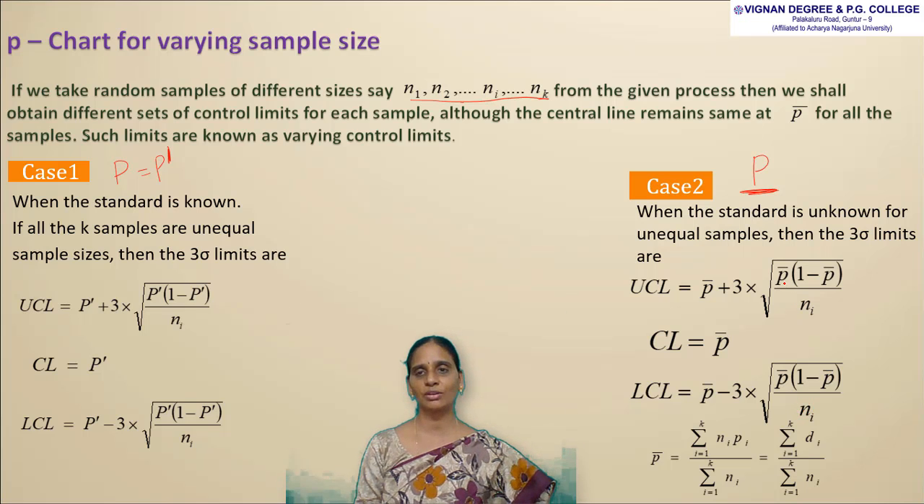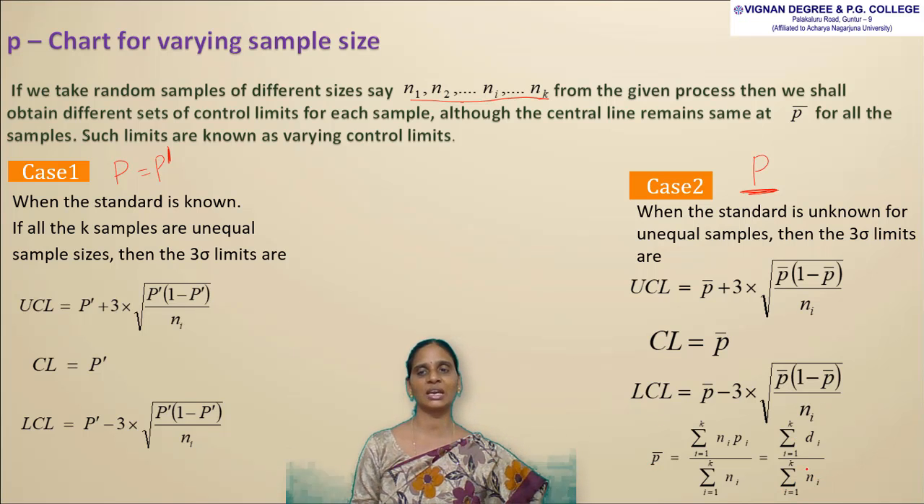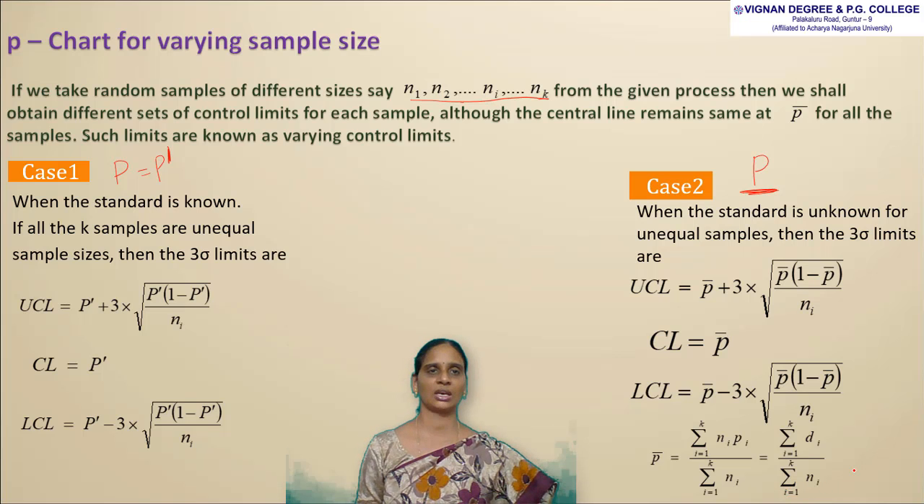Here the value of P bar can be obtained from the total number of defectives in the K samples divided by the total of the sizes in all K samples, that is summation Ni. So we get P bar is equal to summation Di divided by summation Ni.